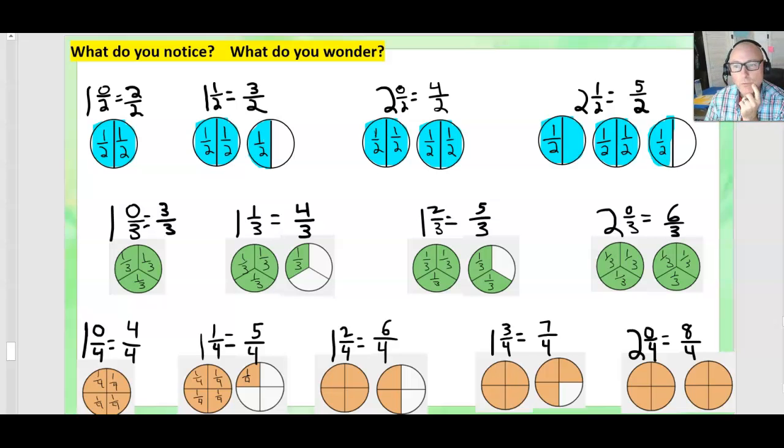What do you notice? What do you wonder? We're talking about mixed numbers turning into fractions. How do we make that happen? How do we take this mixed number here, 1 and 0 halves, and turn it into 2 halves? How do we take 1 1/2 and turn it into 3 halves? Now you can see the picture. 1, 2, 3, you can count it, but what if you get some really big numbers that you don't want to draw pictures and count?